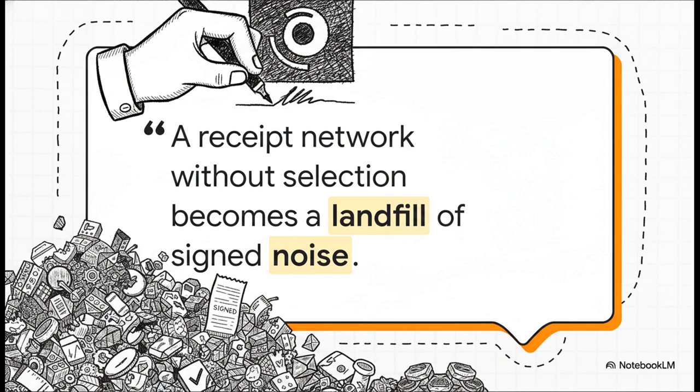But of course, here we run into a really fascinating mathematical problem. You see, cryptography is great. It can establish exactly who signed a record and whether it was altered. But it cannot establish that the work itself was actually useful, coherent, stable, or worth repeating. A signed receipt can totally still preserve bad work. As the architecture warns, and this is key, a receipt network without selection becomes a landfill of signed noise.